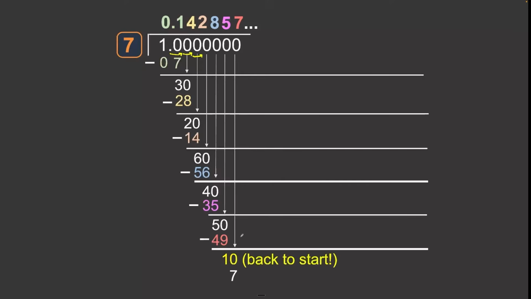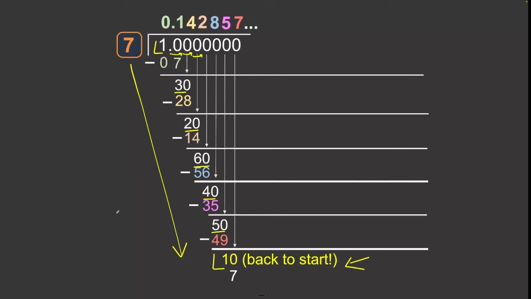And now notice what happens. We come back to what we had in the beginning. The 1 comes back yet again. So this entire process is going to repeat once we reach this position. We are back to how we started. So this means if you continue, you will again get 30, again 20, again 60, again 40, again 50, and again back to 1.